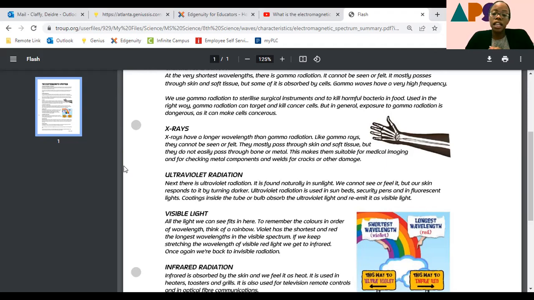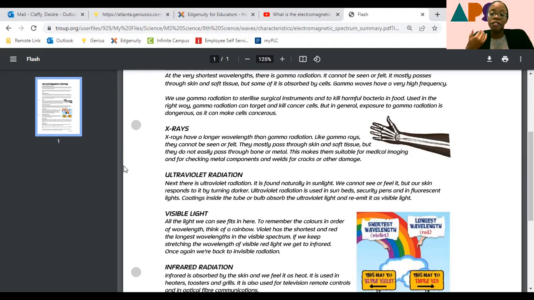So this is found naturally in sunlight. We cannot see or feel it, but our skin responds to it by turning darker. Ultraviolet radiation is used in sunbeds or tanning beds, security pens, and in fluorescent lights. Coatings inside the tube or bulb absorb the ultraviolet light and re-emit it as visible light. So ultraviolet radiation, ultraviolet rays, this we receive from the sun's light.